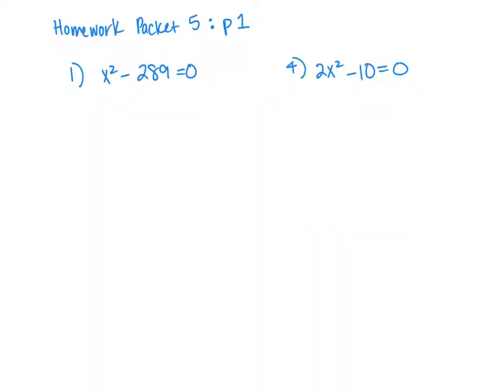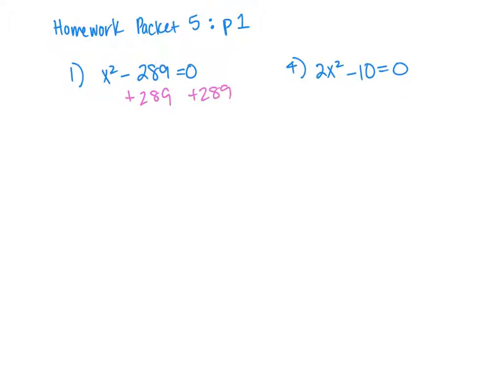So here I have some problems from Packet 5, page 1. I'm going to do problems 2 and 4 first. So to do this problem, I need to solve for x. So to solve for x, I need to move over some things first. Like in this case, to solve for this x, I need to move over this 289 first. So I have to add, since it's a minus, add 289 to both sides.